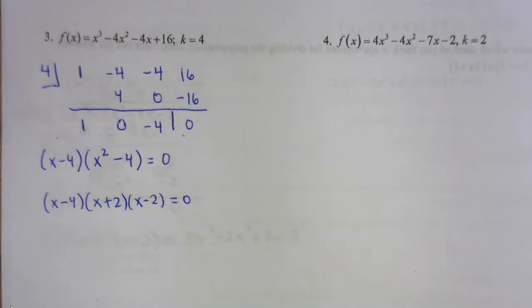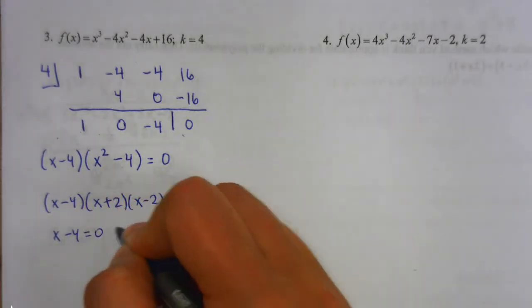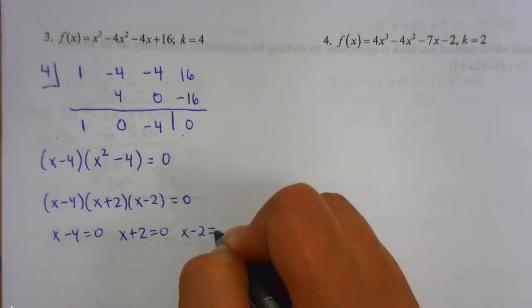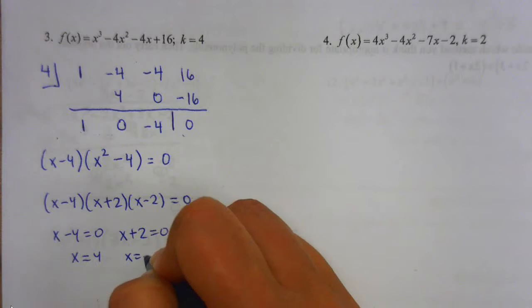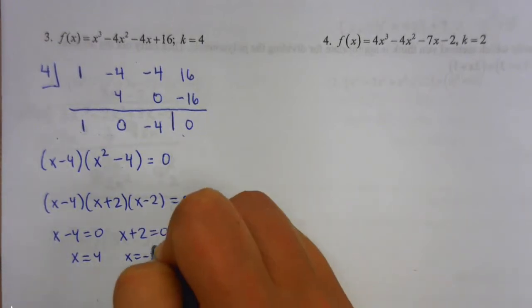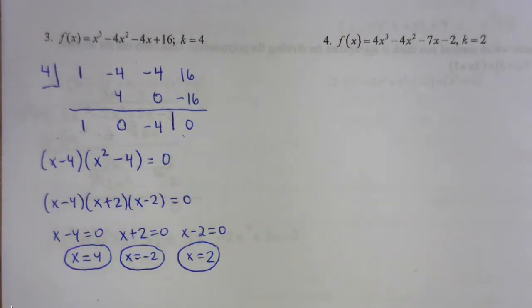equals 0. Now I take each of those pieces and set them equal to 0. So I have x minus 4 equals 0, x plus 2 equals 0, and x minus 2 equals 0. So we're going to end up with x equals 4, x equals negative 2, and x equals positive 2. There's our 3 answers for our cubic polynomial.